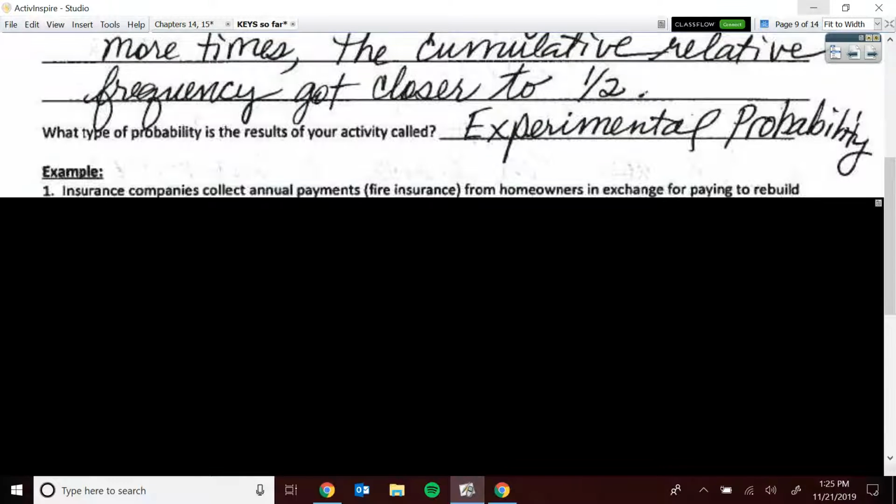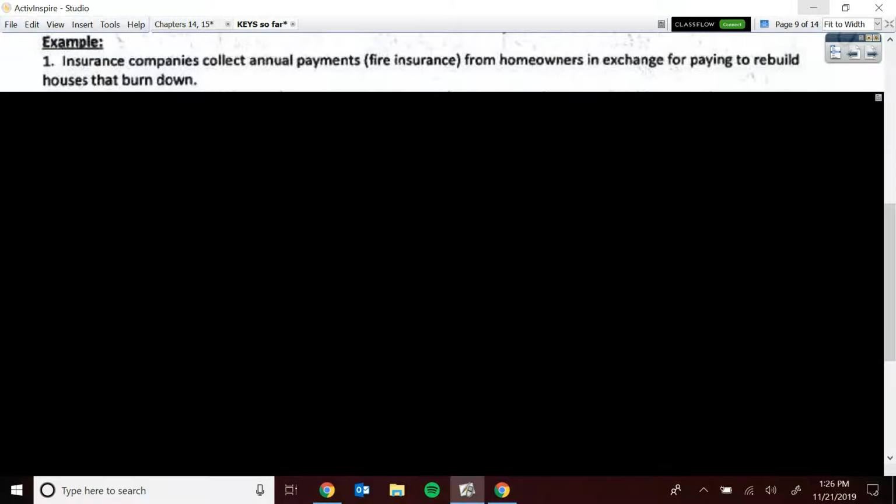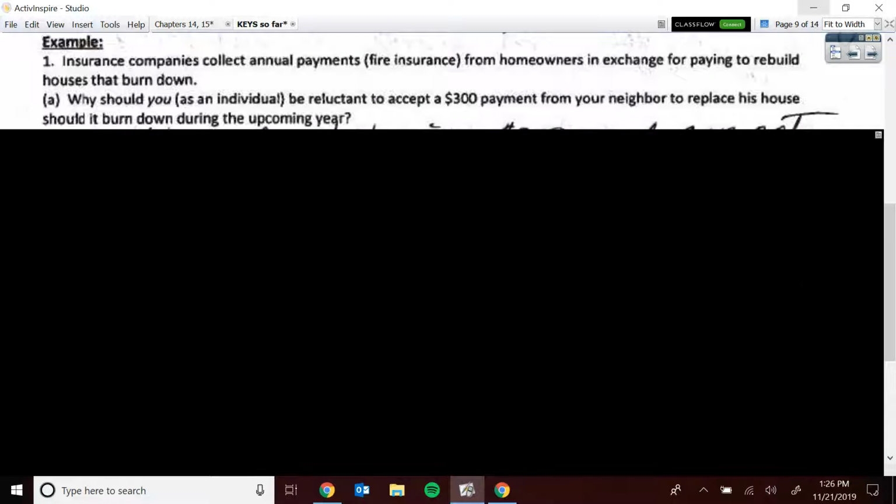Okay, so let's take a look and talk about a few things. Insurance companies take money, and then if something happens to your home, they'll help you pay for it. So could you, as an individual, why should you be reluctant to accept a $300 payment from your neighbor with the intent of replacing their house should it burn down in the next year? Why is that not a good idea?